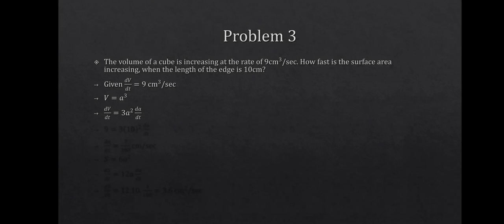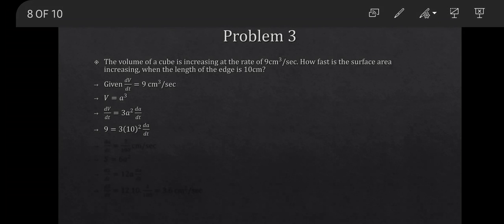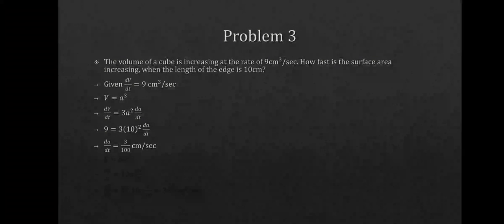Now obviously I forgot to write here, the value of a is also given, that is equal to 10 centimeter. So please, I forgot to write it. So let us put all the values and calculate. So after doing our calculation, putting all the values, I see that dA/dt is coming out to be 3 by 100 centimeter per second. That is the rate of change of the edge of the cube.